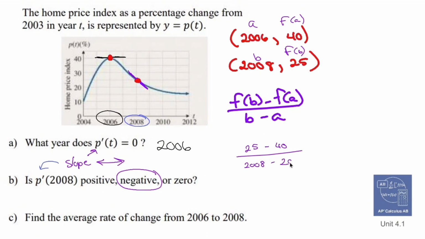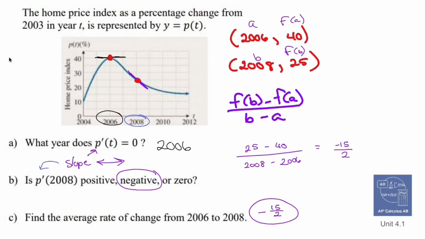Regular A is 2006. 25 minus 40 is negative 15. 2008 minus 2006 is 2, and we could basically just call that negative 15 over 2, unless you want to call it negative 7.5, that's perfectly fine. Now, why does this make sense?